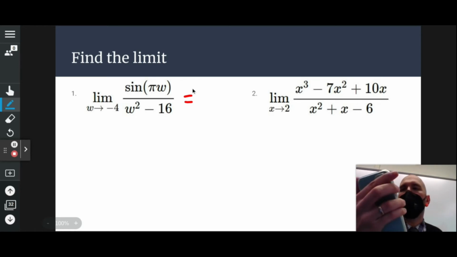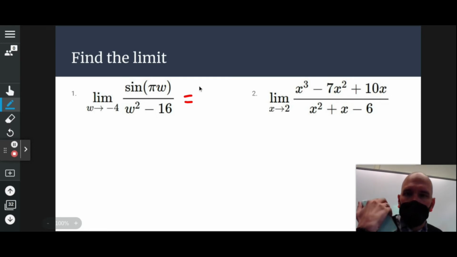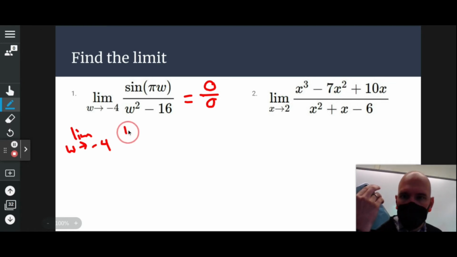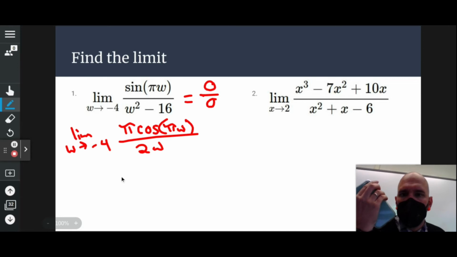It is. So that'll become 0. Negative 4 squared is 16 minus 16. That'll become 0 too. All right, so let's take the derivative of the top. So that's chain rule. So bring the pi out. Cos pi w over 2w. So let me see what I get on the top when I plug in negative 4 now.